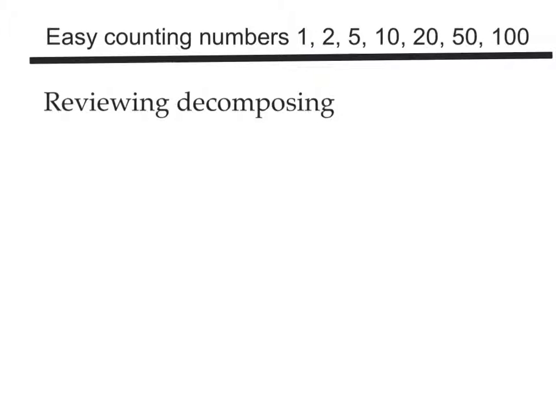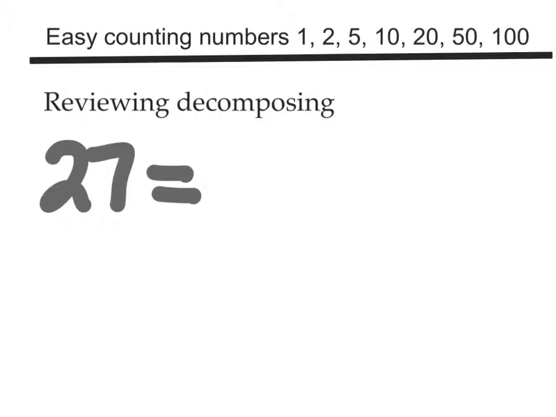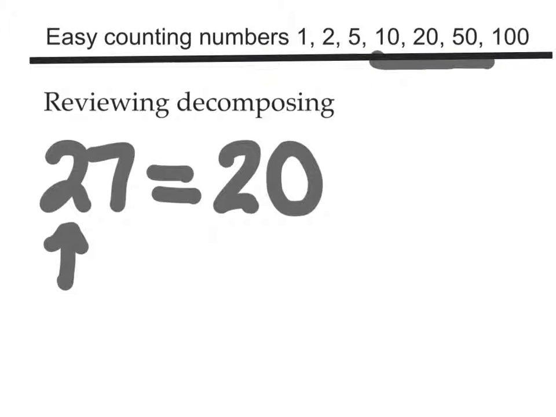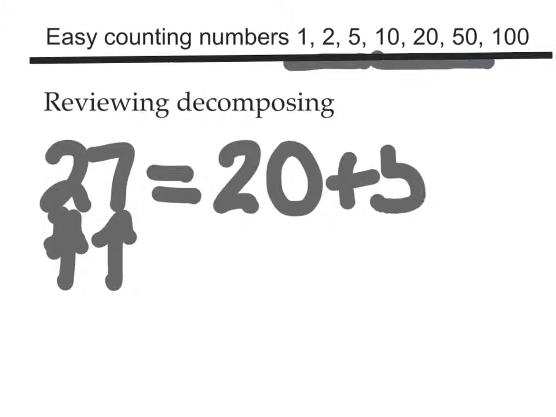Let's review how to decompose. If we have the number 27, we begin to decompose or break down the number beginning with the highest place value, which are the tens. Over here we have the tens place values, easy counting numbers, which are 10, 20, and 50. So I'm going to decompose 27 into 20, and that takes care of my two tens. Now I move to the ones, and for the ones I have 1, 2, and 5, so I'm going to add 5, and then I'm going to add 2.